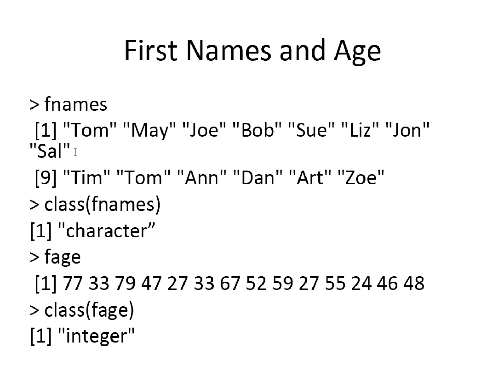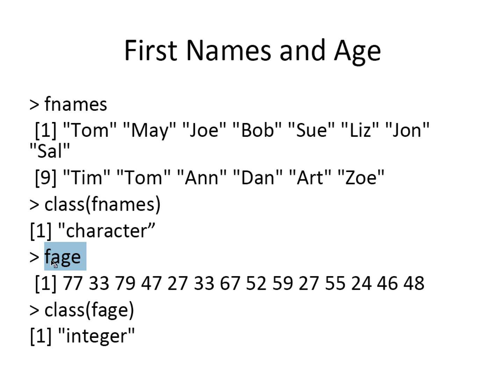So fnames gives us our first names, Tom, May, and so on. Now notice that R is giving you hints here. Characters are represented with these quotes around them, so you have a sense that they're character. And if we look at the class of this variable, it says it's character. Of course, they all have to be character in there. This mismatch in font here has no meaning. That's just a PowerPoint problem. Those should be the same double quotes.